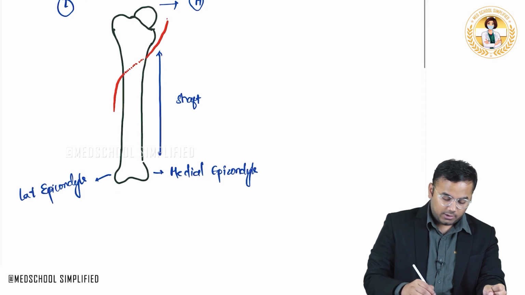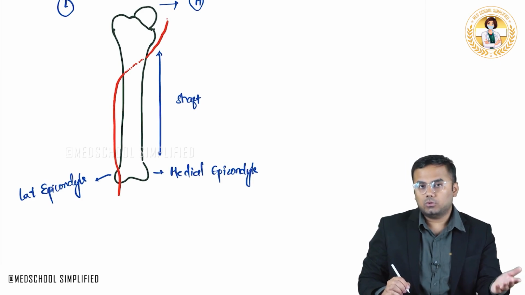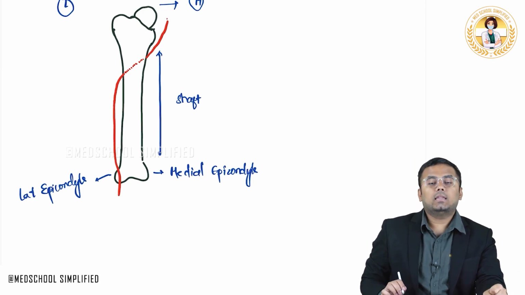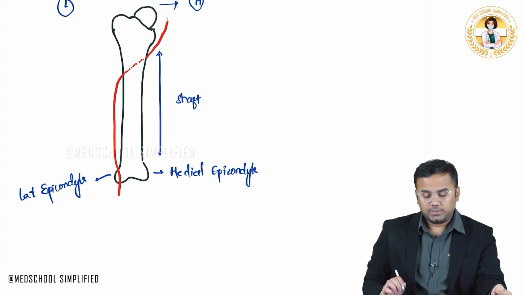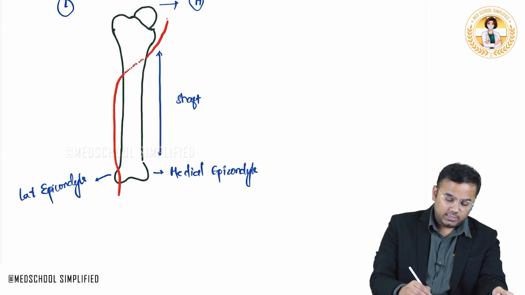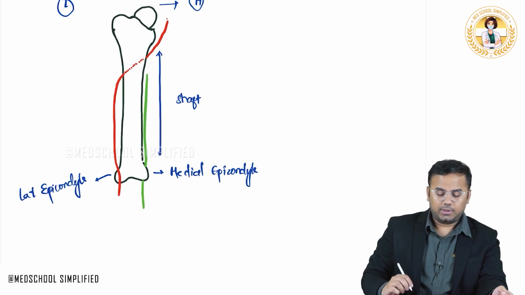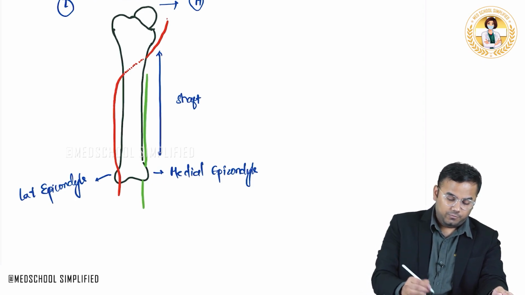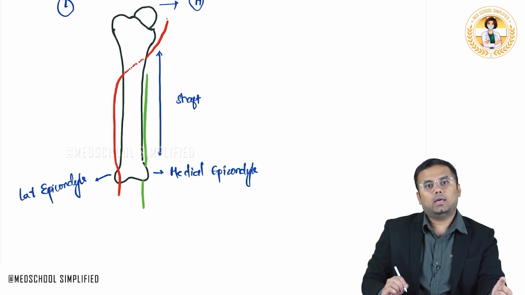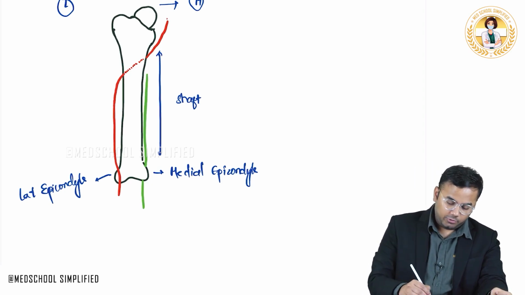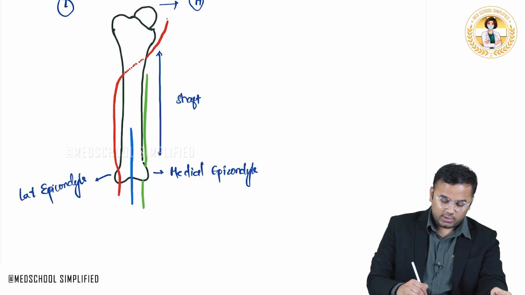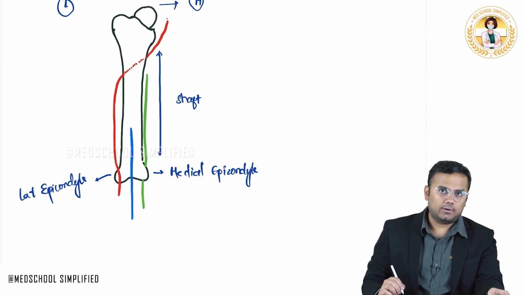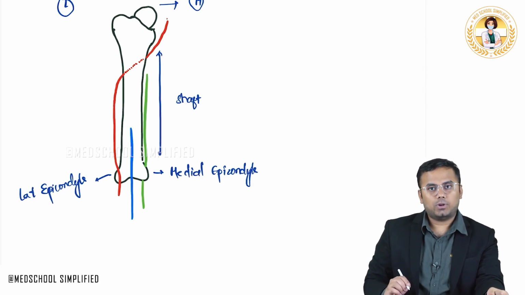After coming down, it passes above the lateral epicondyle, not below the lateral epicondyle. Whereas the ulnar nerve passes behind the medial epicondyle. So let us say this is the ulnar nerve coming down and passing behind the medial epicondyle. Finally we have one more nerve, the median nerve, which passes exactly above the two condyles, that is why it is called supracondylar. So the median nerve passes supracondylarly.